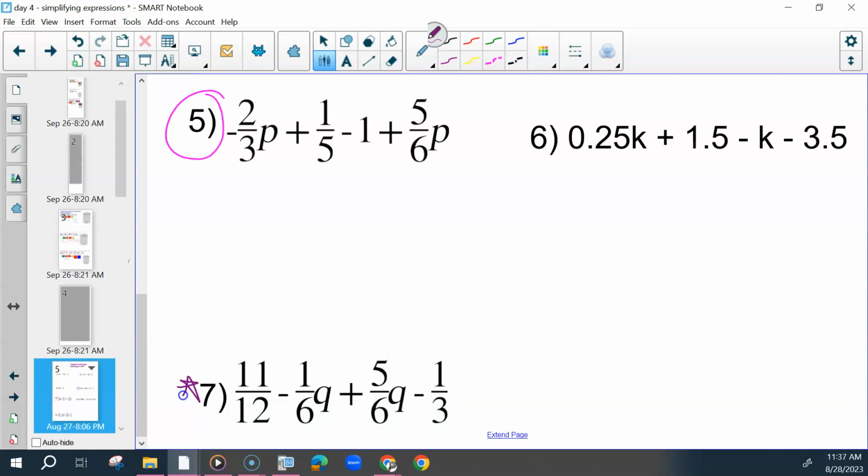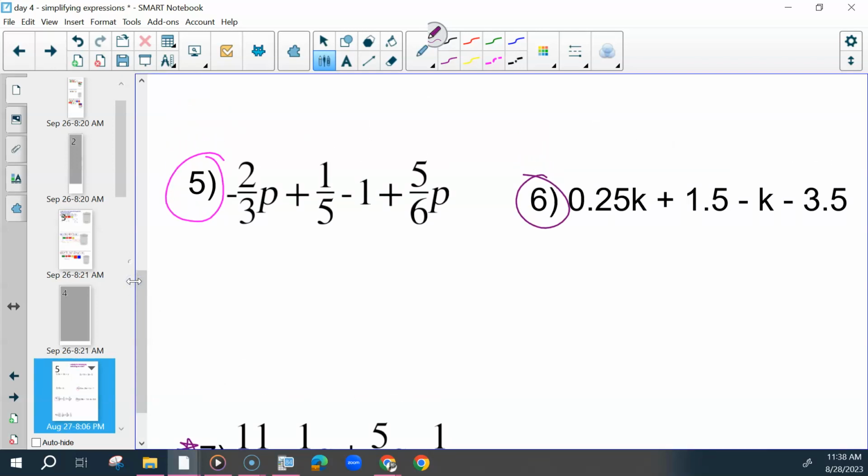Any others on this page? 6. Yes. Any others? Okay, so we're going to do 6 and 7 so far. Alright, so let's start with 6.